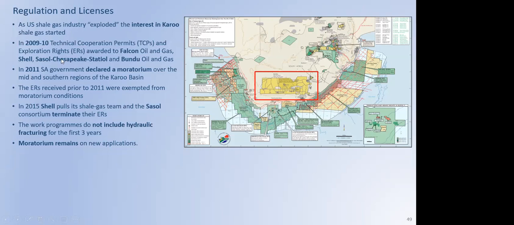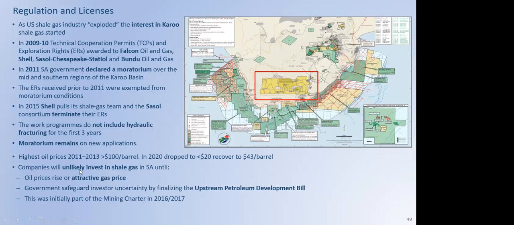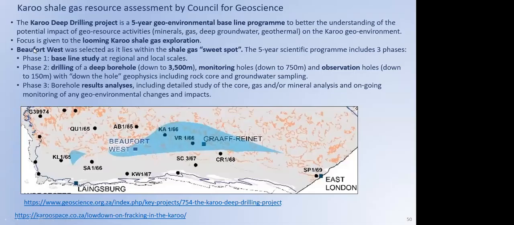By the way, Chesapeake, one of the big players in the US, has just gone bust. They're no longer a player in the US, and we know Sasol has its own financial challenges. Okay, then from the regulatory side, work programs do not include fracking for the first 3 years, and a moratorium on any new licenses remains in place. We know what we need for investment is an attractive gas price and likely a revisit of the upstream petroleum bill. 3 more slides, just in summary.